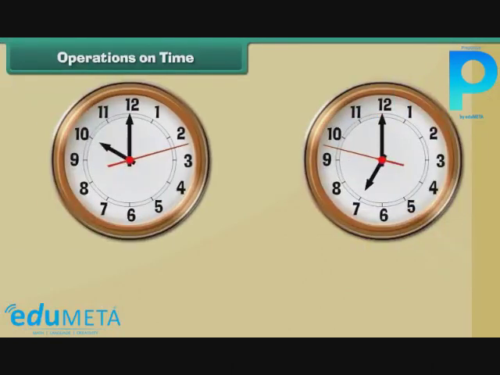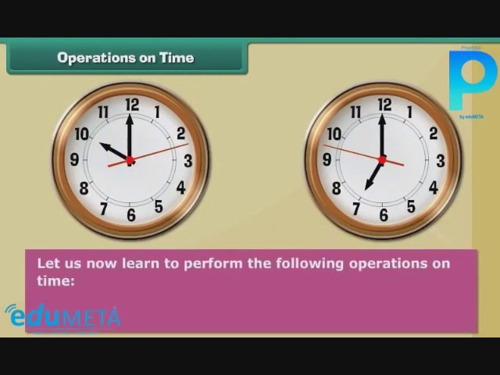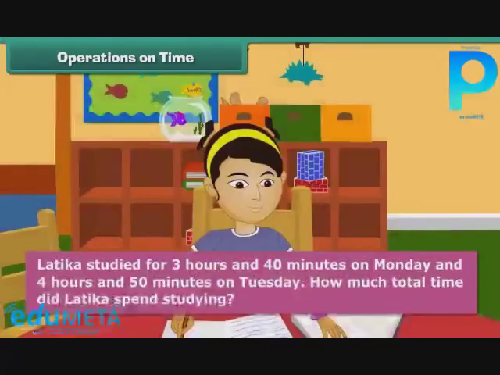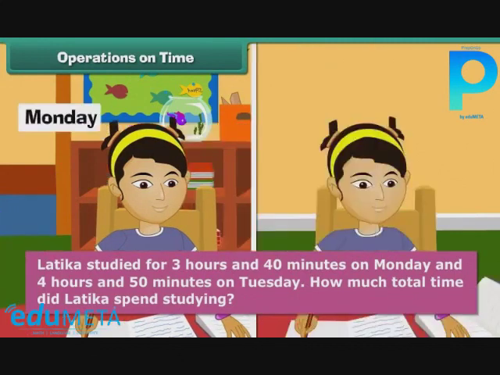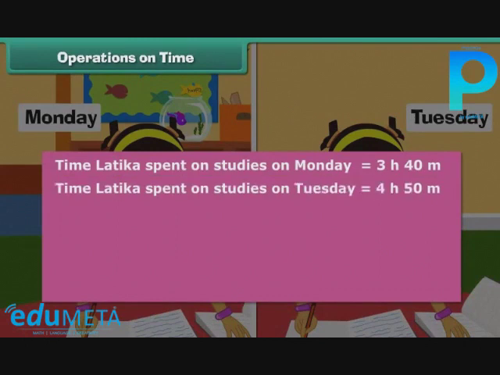Operations on time. Let us now learn to perform the following operations on time: addition and subtraction. Addition. Let us understand how to add 2 times. Latika studied for 3 hours and 40 minutes on Monday and 4 hours and 50 minutes on Tuesday. How much total time did Latika spend studying? Time Latika spent on studies on Monday is equal to 3 hours 40 minutes. Time Latika spent on studies on Tuesday is equal to 4 hours 50 minutes.